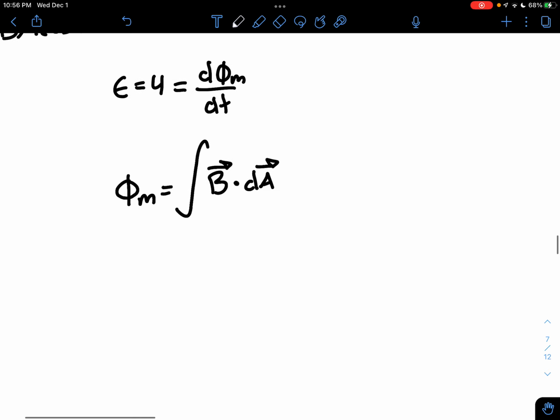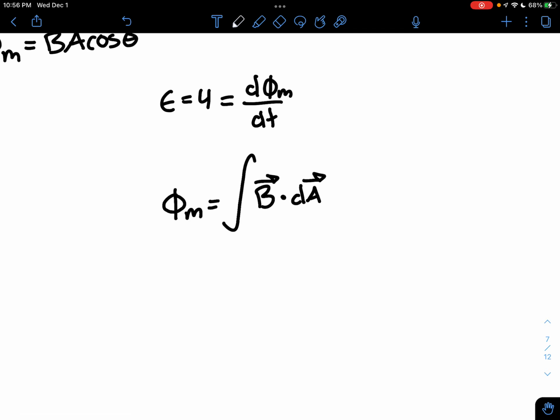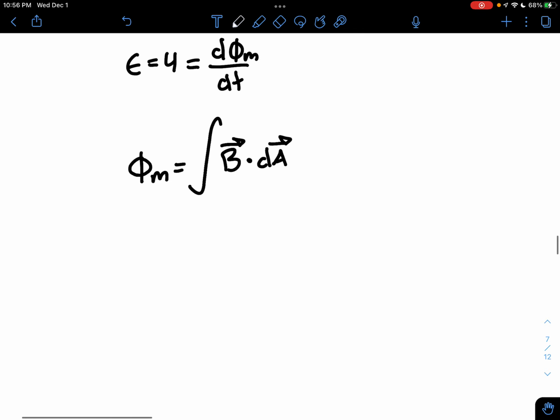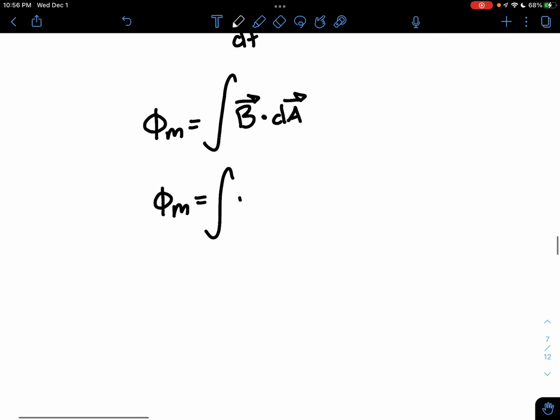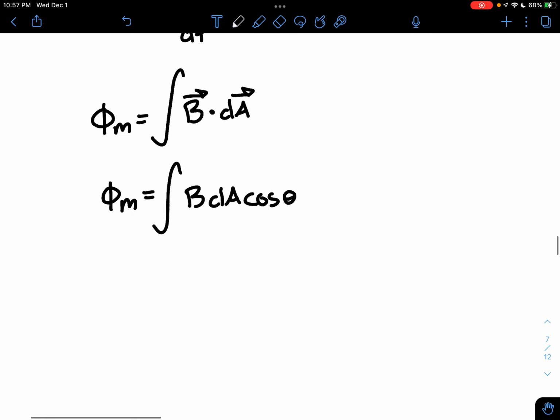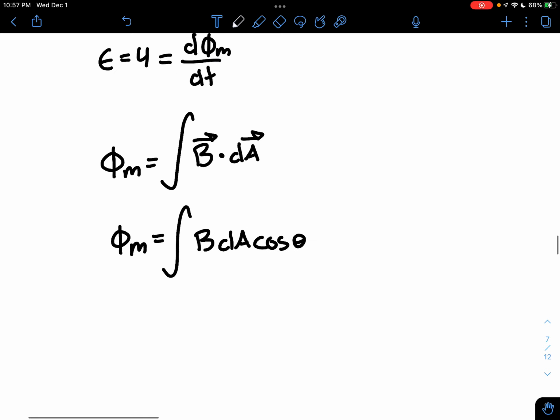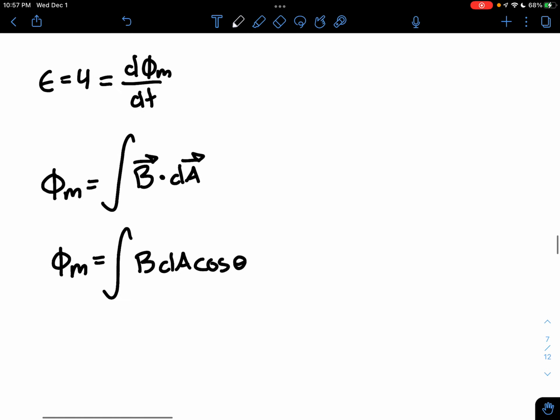So this is the same as the definition for our electric flux from before. It's just the vector dotted with the area. And since we just care about the magnitude, I'm just going to simplify this. Since it's a dot product, we can make it B dA cosine theta, since we're integrating. Lovely, great. So now I can go back up.